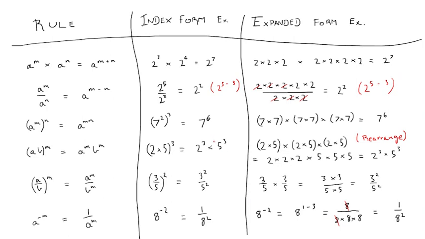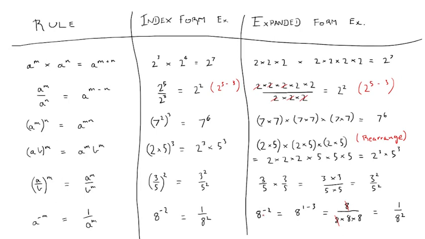Okay. The last one is an interesting one. If you don't understand how this works, you can just look at this and remember what it means. A to the power of negative m is just the same as 1 divided by a to the power of m. This is very useful later on, but to see why this is the case, let's look at 8 to the power of negative 2, which we're saying is equal to 1 divided by 8 squared.